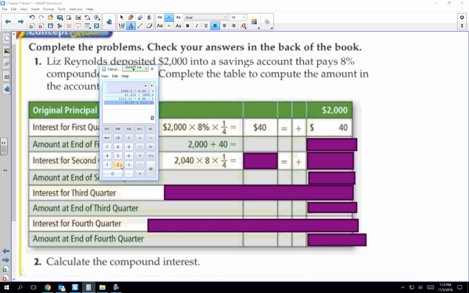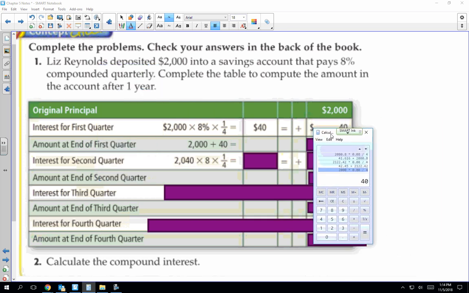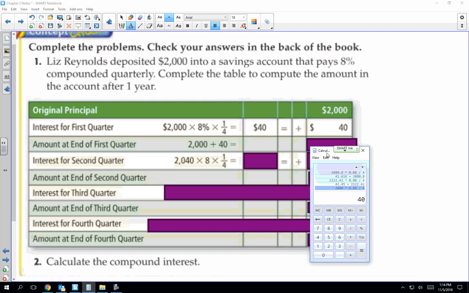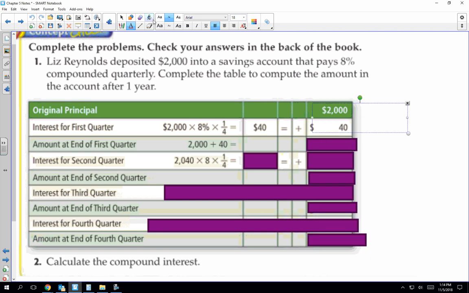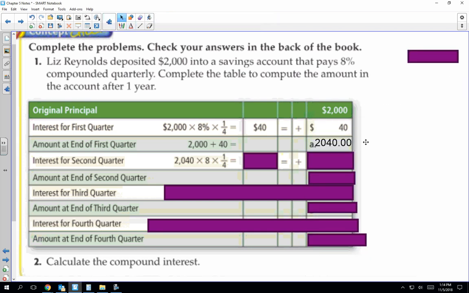So 2,000 times 8%, my 10 key doesn't have the percent on it, divided by 4, we get $40. So for the first quarter, we've made $40. That goes back into our account right here. 2,000 plus 40 gives us our amount of $2,040. So you add those two items together, what you had in your account plus the interest. Now we have the $2,040.